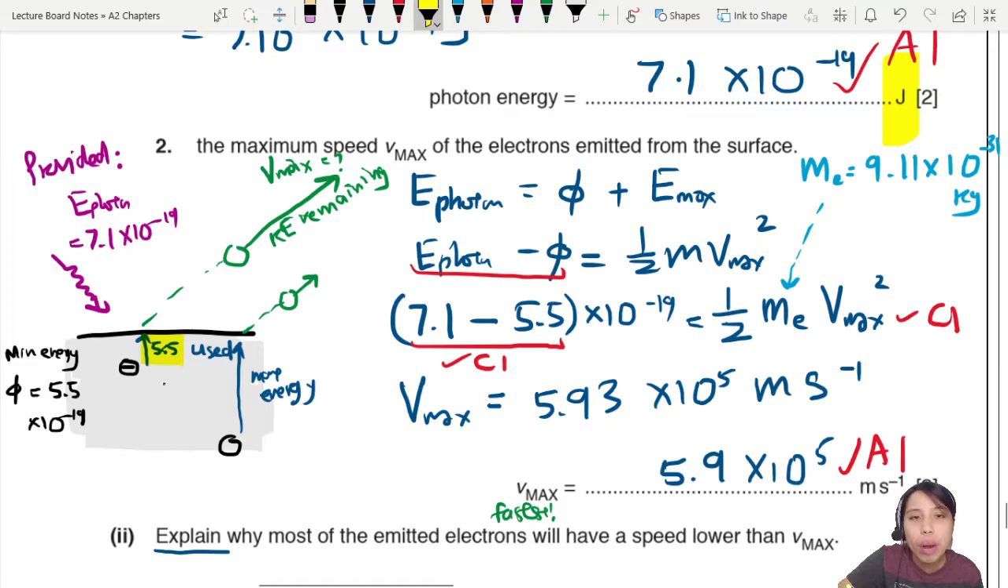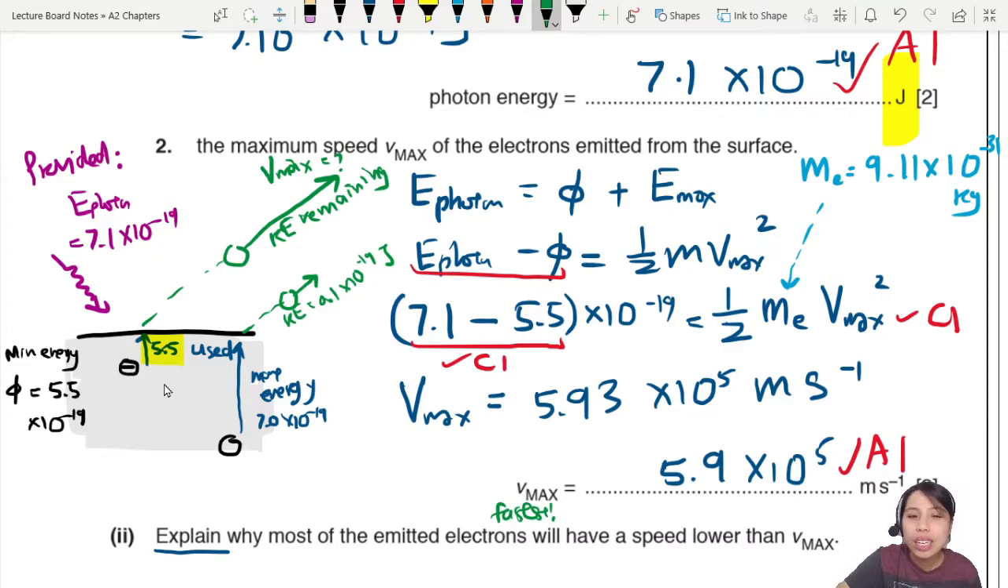So the rest will need more energy. Maybe you will need 7.5 times 10 to the negative 19 to get out. What's left? With 7.5, some of them cannot even get out. Okay, 6.5 maybe. Let's say this one that is deeper needs 7.0 to get out of the metal. What is left? This poor one will only have a KE of 0.1 times 10 to the negative 19. So little energy left.